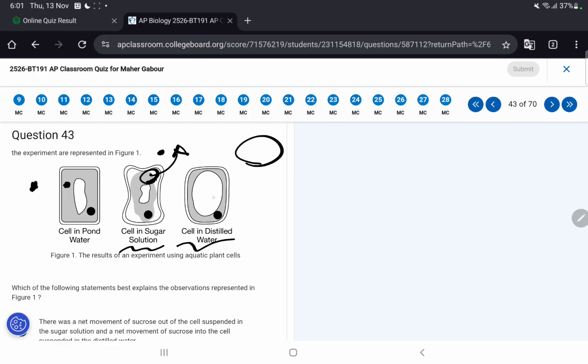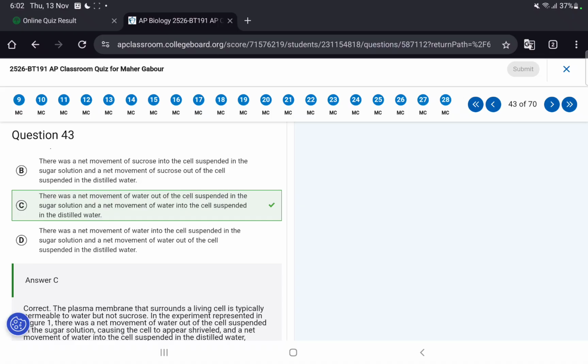That means that the distilled water had more water potential than the inside of the cell, meaning it's called hypotonic. And in the second case, it's called hypertonic. When the water potential outside is more than the water potential inside, it's called a hypotonic solution. When the water potential inside is higher than the water potential outside, it is called a hypertonic solution. So there was a net movement of water out of the cell suspended in the sugar solution. There was a net movement of water into the cell suspended in distilled water.